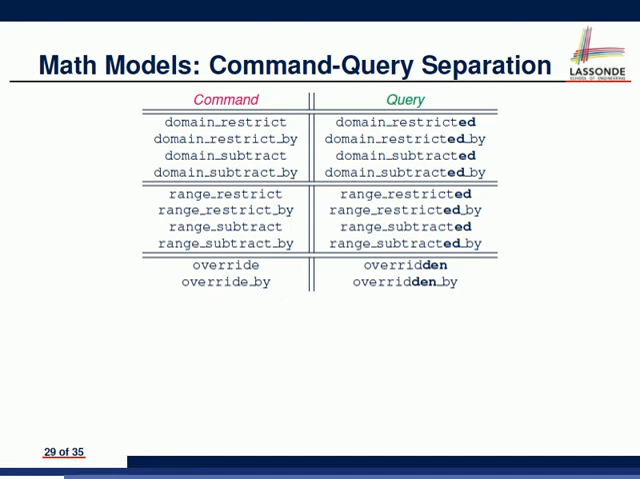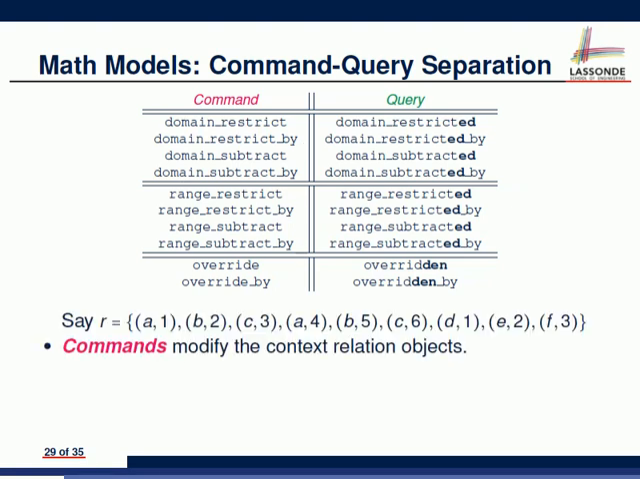One thing to pay attention to: in every mathematical library class, we actually have two counterparts. For example, for domain restrict, you also have a query version, domain restricted. One is a command, the other is a query. You can use either. I'll show you one example. When I say r.domain restrict, it does not return any new relation. You simply modify the context object r, changing it so that it becomes its domain-restricted version.